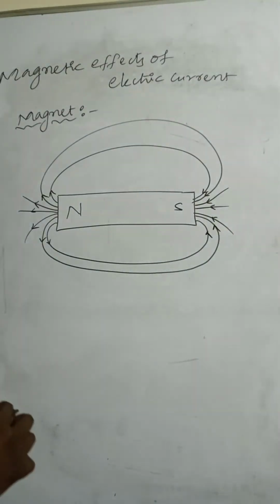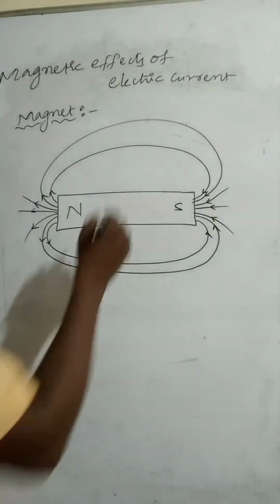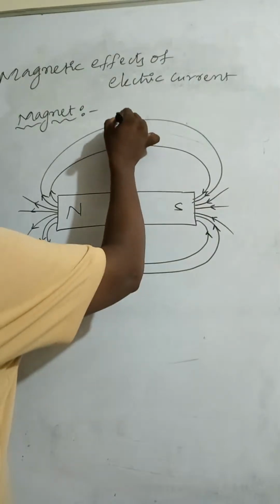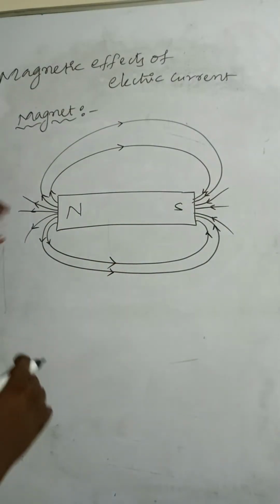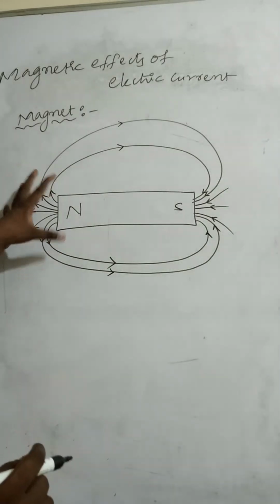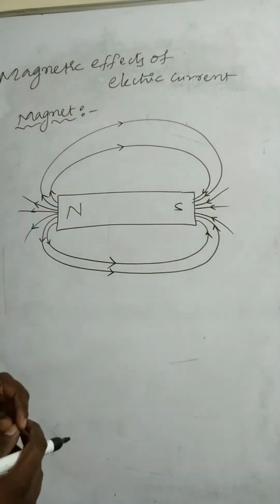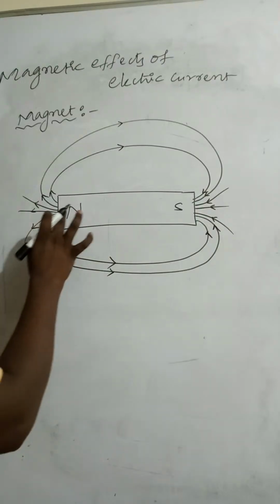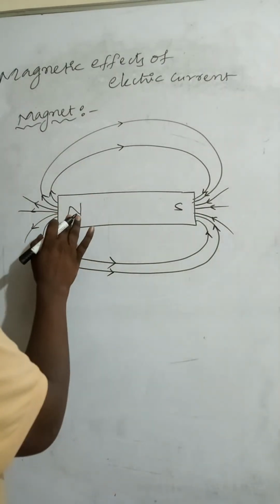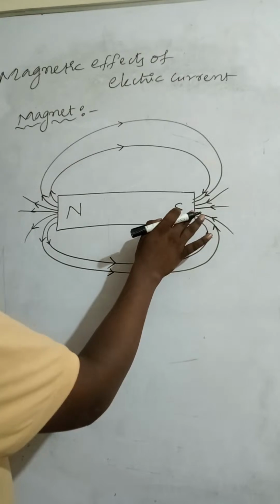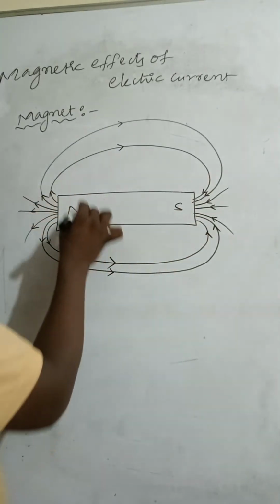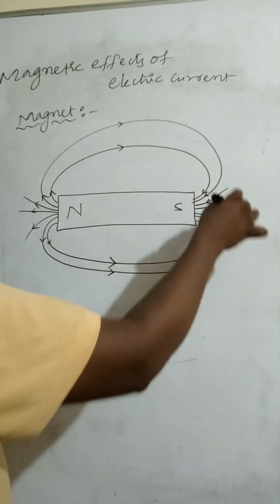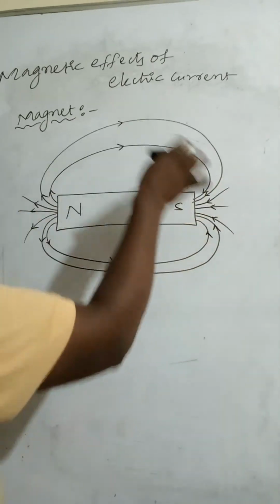Here you can see the magnetic field. The magnetic field will be in the form of field lines. The magnetic field starts from north and reaches the south, in the form of field lines. Here, at the poles, the magnetic field will be stronger.